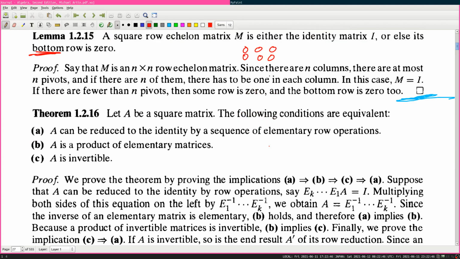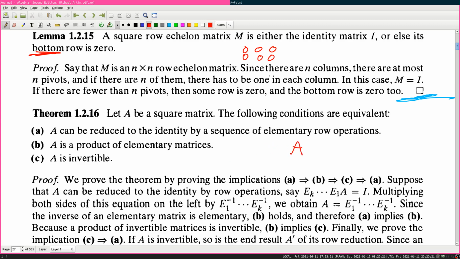Theorem 1.2.16. Let A be a square matrix. The following conditions are equivalent. A can be reduced to the identity by a sequence of elementary row operations. Right, so this is what I was saying earlier, that a matrix is invertible precisely when its row-reduced echelon form is the identity matrix. He has described the procedure for going from a matrix to its row-reduced echelon form. In particular, here's the basic idea.